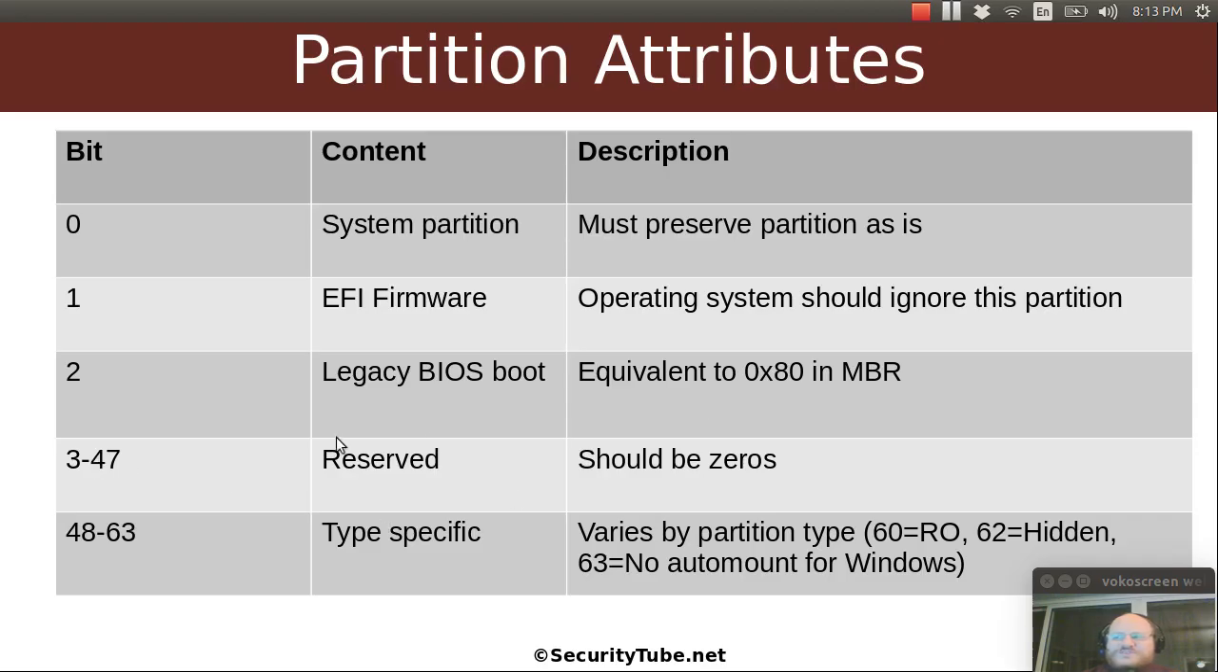We have a whole bunch of reserved space. They should be zeros. And then at the top part, in bits 48 through 63, we have a type-specific bunch of attributes, which varies by the type. Now, in the case of Windows NTFS partitions, bit 60 is used to indicate read-only, 62 as hidden, and 63 means please do not auto-mount it.